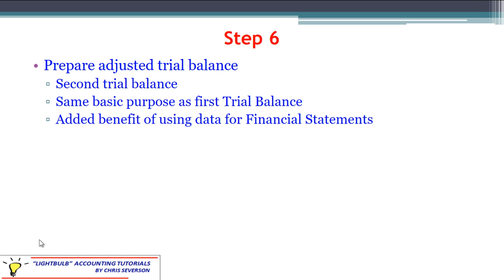So for every account you'd be able to read across. It started with a debit balance of 100. We adjusted it by crediting 50. So our remaining balance is only a debit of $50. You'd be able to see how that all happens. But the big benefit of the adjusted trial balance, and the main reason we have to do the adjusting entries in the first place, is to give us data that we need to use for the financial statements. That's the whole goal of this period of accounting, to record data on the financial statements.